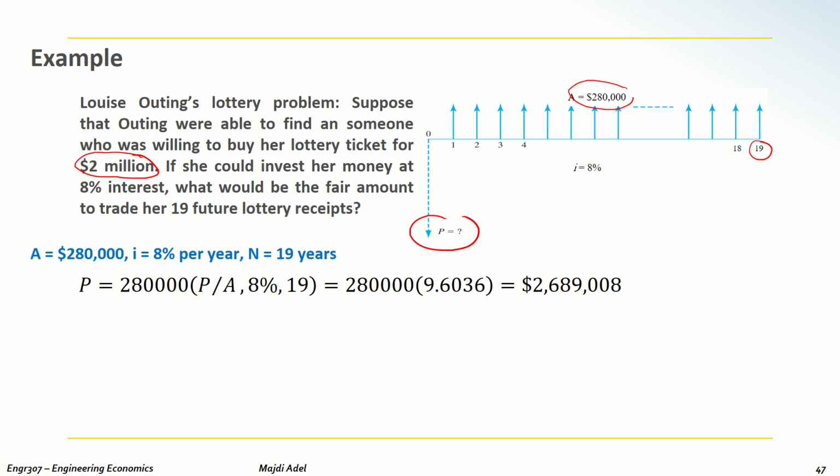So P, calculate P given A at interest rate 8% and 19 years, plug in the numbers, we will get the answer $2,689,008. So obviously it wasn't a fair trade because the present value of 280,000 for 19 years at interest rate 8% is $2,689,000, while she got only $2 million for her lottery ticket.